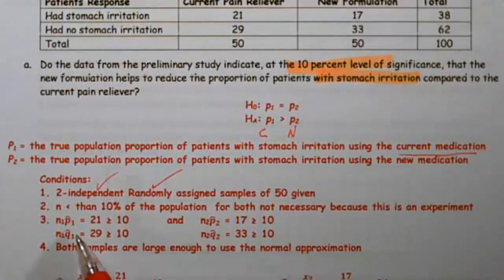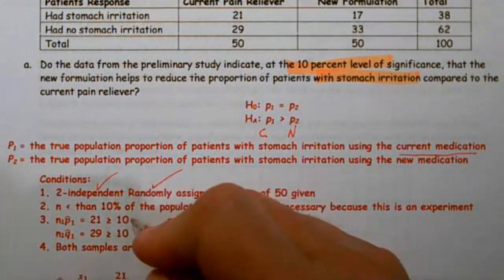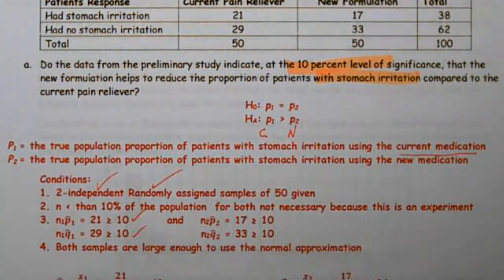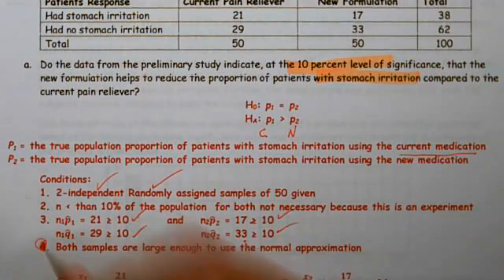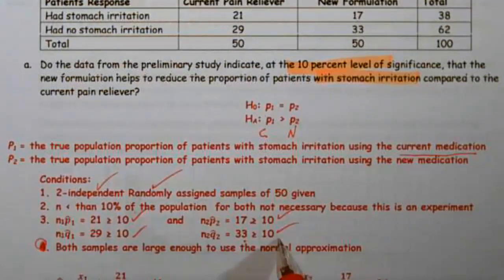All right. So we had 21 with the current who had stomach irritation, and we had 29 who didn't. Both those numbers are greater than 10. We have to satisfy both of those conditions. And for the new one, we had 17 who had stomach irritation and 33 who did not. And those had to be satisfied in order for the samples to be large enough to use a normal approximation. Because all 4 are met, and only because all 4 are met, we can go ahead and proceed with this test.